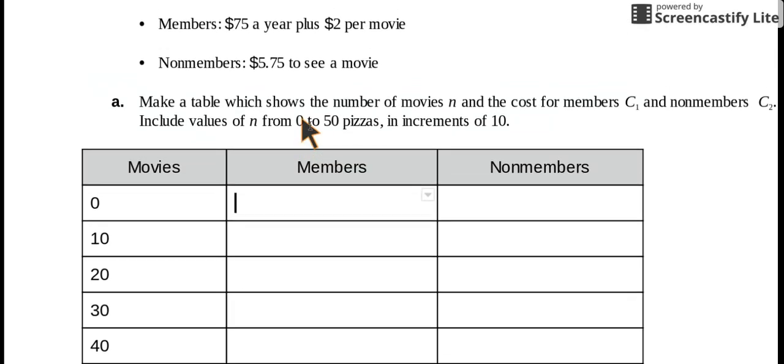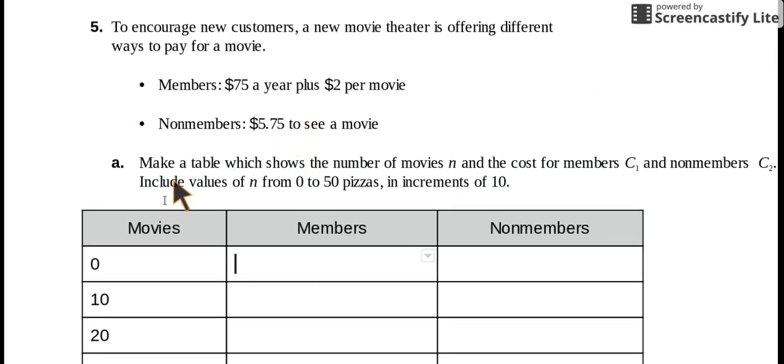So let's figure out the cost for members if they were to watch no movies. So they pay the $75 a year plus $2 a movie. But if they watch no movies, they just pay that $75 for the year. And for the non-members, they're paying $5.75 per movie. So if they watch no movies, it's just going to be 0.